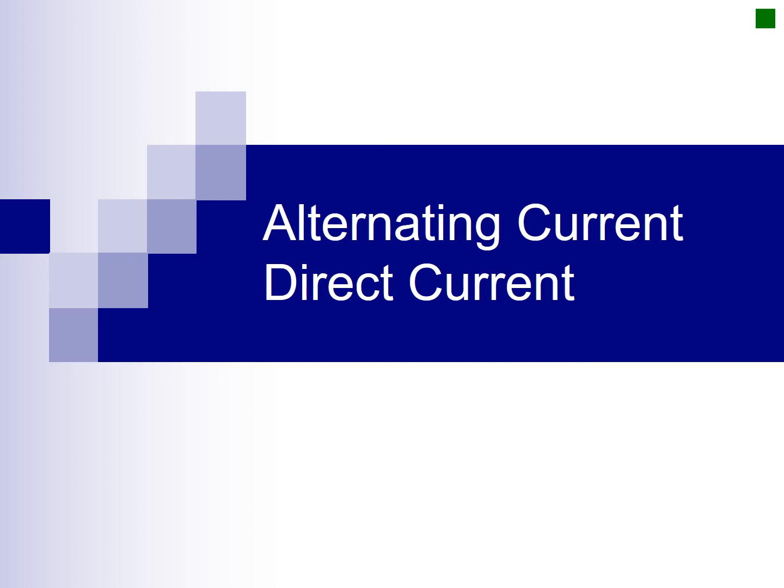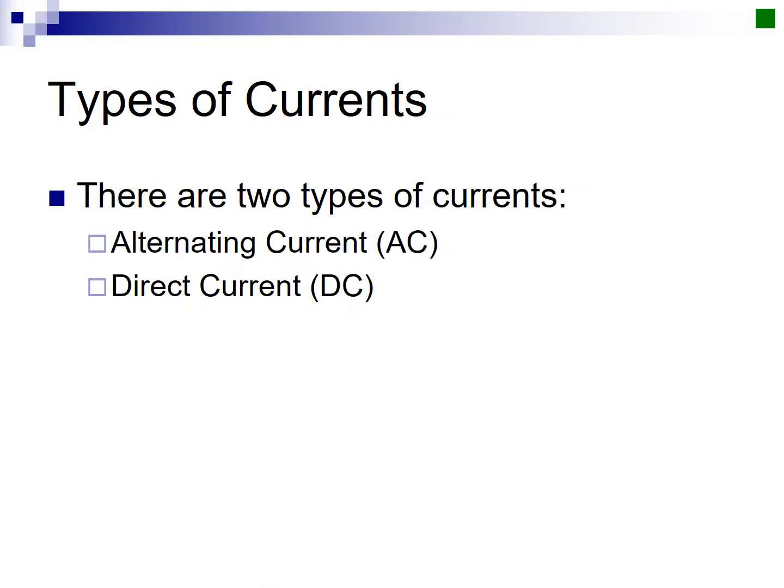Today we're going to be talking about alternating current and direct current. So this is where we get our AC, DC. Alternating current stands for AC, direct current stands for DC. There are two types of current that we use in our household every day, and that's alternating current, which is the AC, and direct current, which is the DC.